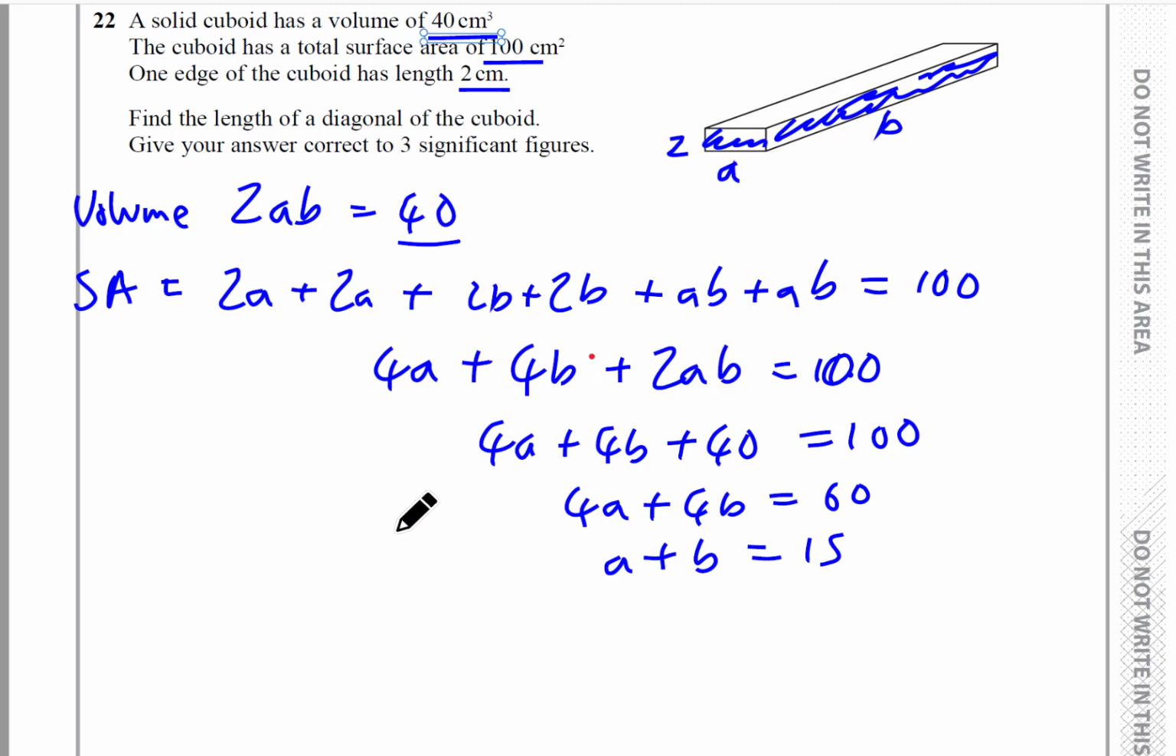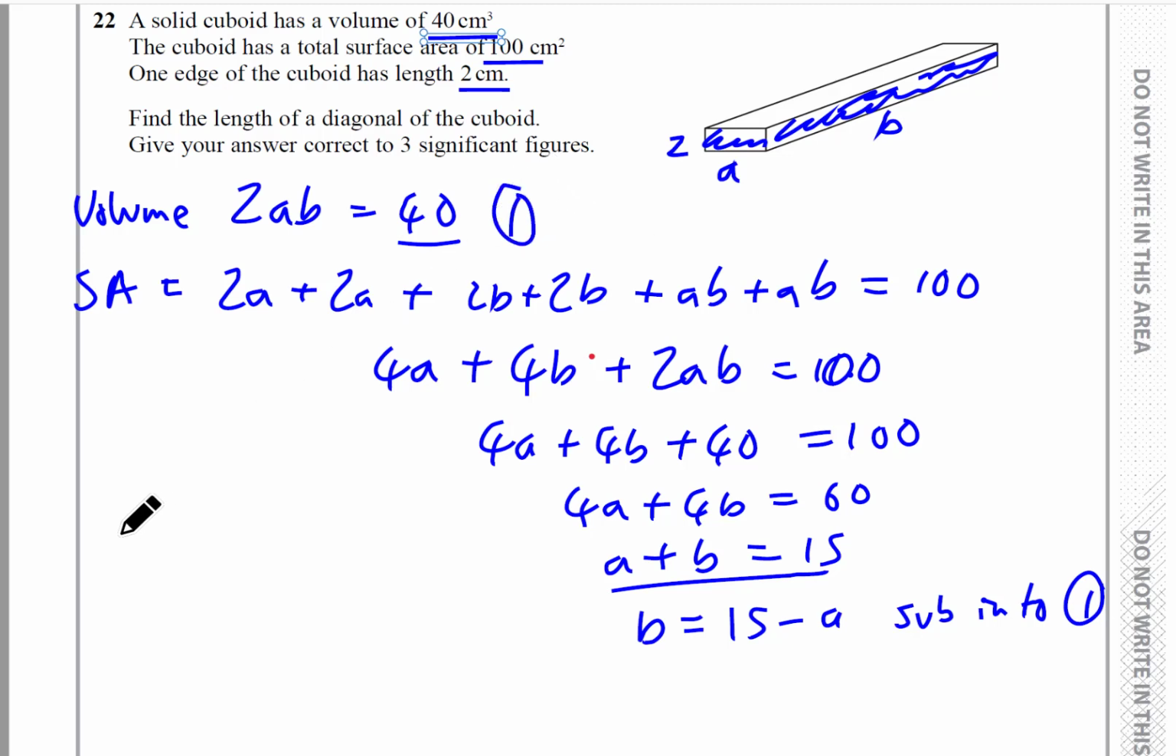That's looking good. So now how can we eliminate A and B? Well, it's probably easiest to sub this into this formula and just find out what A equals or B equals. It doesn't matter. So let's say B equals 15 minus A. I'm going to sub into this one here. So that means 2 times A times 15 minus A equals 40.